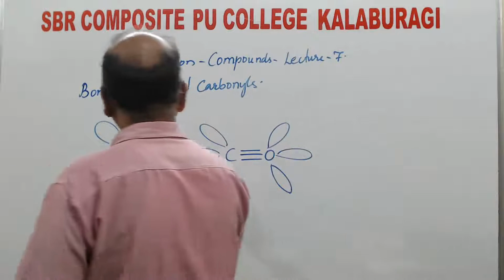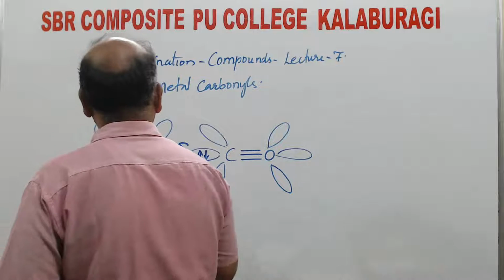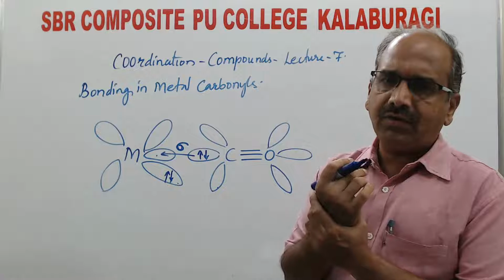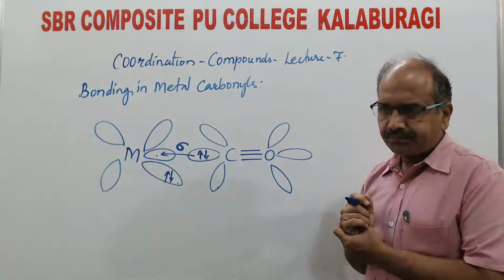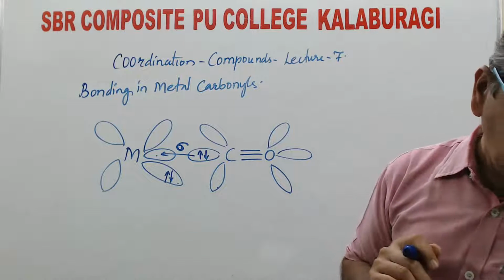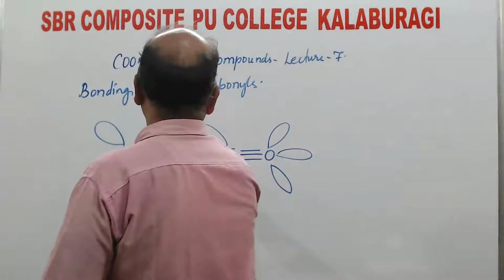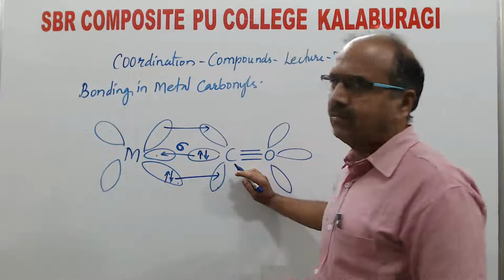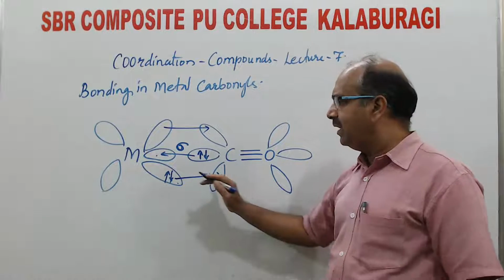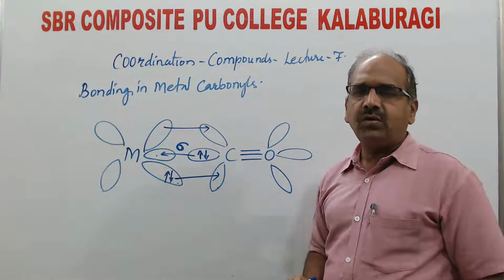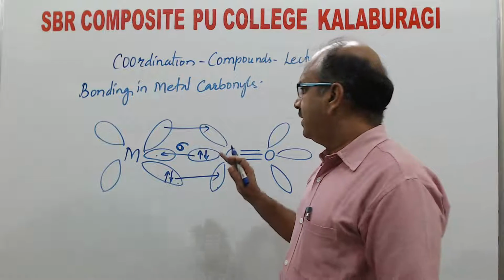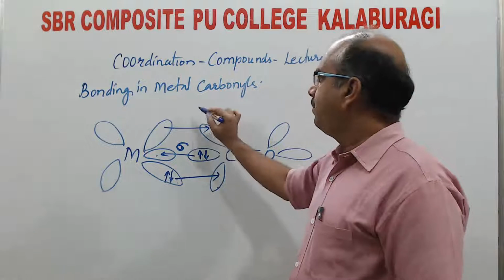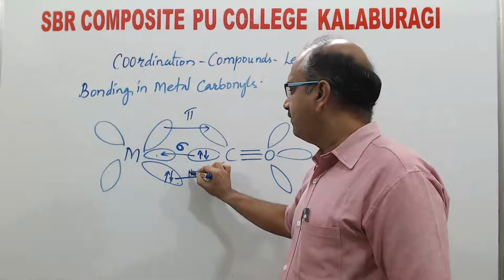Now there are electrons in the orbitals of the metal. Pi star antibonding, what you learn in the case of chemical bonding. These are going to be donated to the empty orbitals of the carbon, not the carbonyl. So here the pi star antibonding orbitals are involved, and a pi bond is going to be formed here.